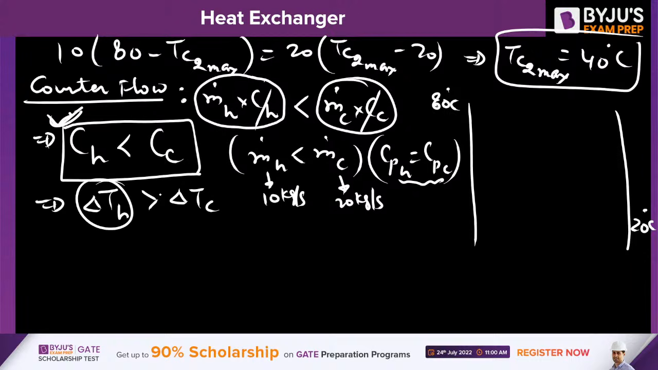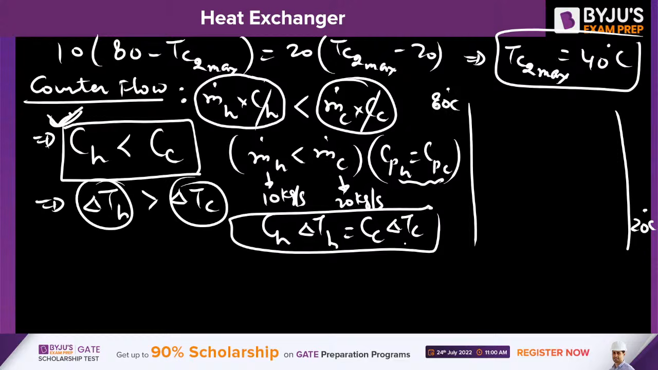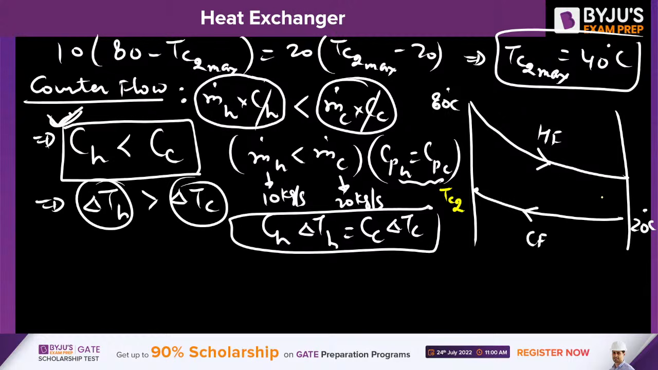So the hot fluid temperature drop will be more than the cold fluid temperature rise, because the product Ch into delta Th is always equal to Cc into delta Tc. That should always be true. So the hot fluid temperature profile will have more slope and the cold fluid temperature profile will have less. Now if we want to find the maximum value of Tc2, we can have the hot fluid temperature profile like this.